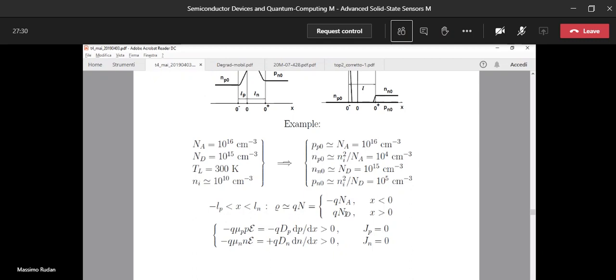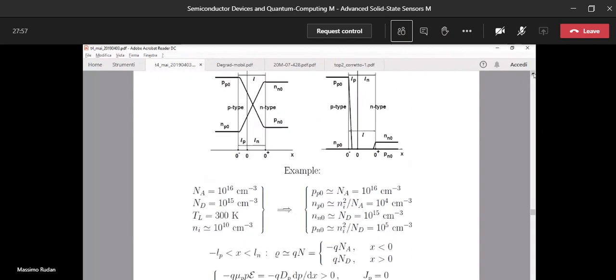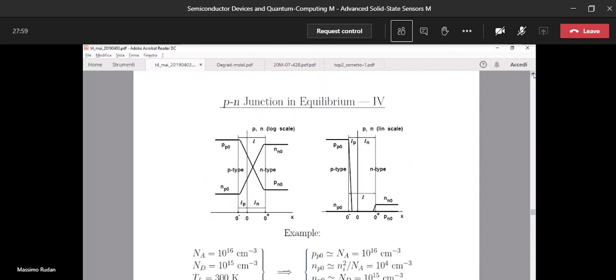because on the right of the origin we have only donors. Instead, between minus LP and 0, that is for negative x, the essential contribution to the space charge is given by the acceptors, and you remember they are negative. So it is minus qNA. The question is, do we have a current? Of course we don't, because we are in equilibrium, okay?